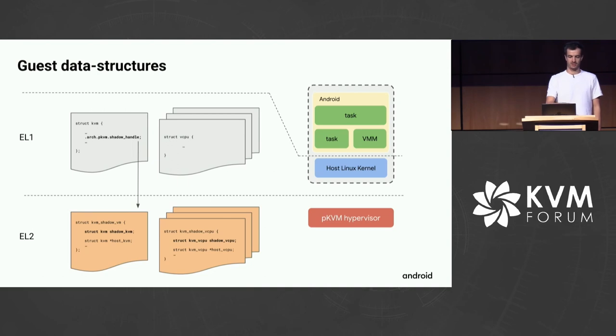Once EL1 has asked the hypervisor to create those things, the hypervisor will have its own private instances of similar data structures, with what we call the KVM shadow VM, which includes a struct KVM plus a few other things, and the same thing for the vCPUs. One of the things that the hypervisor has as well is backpointers to the host data structures.